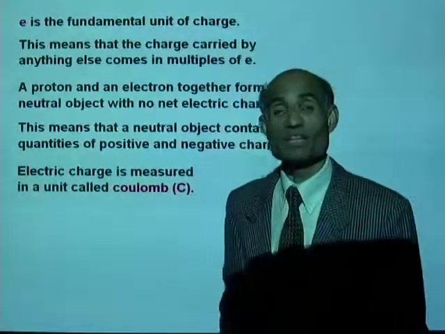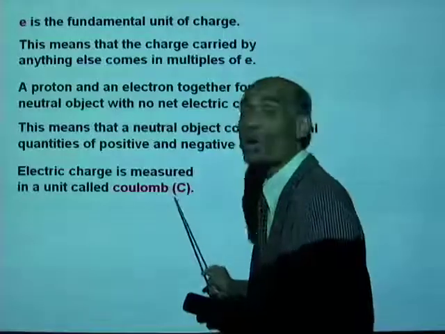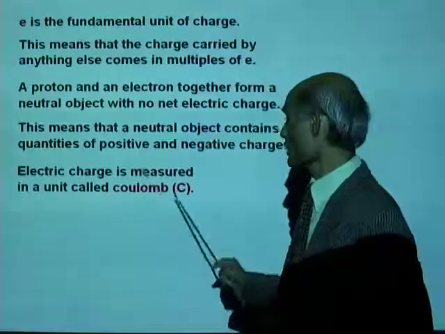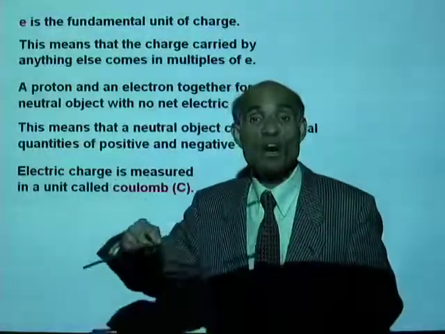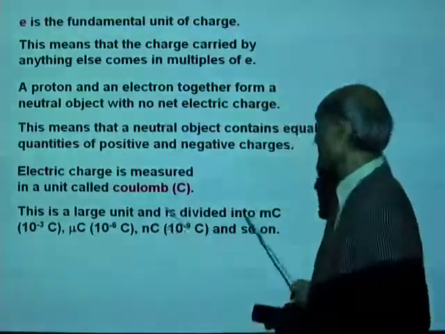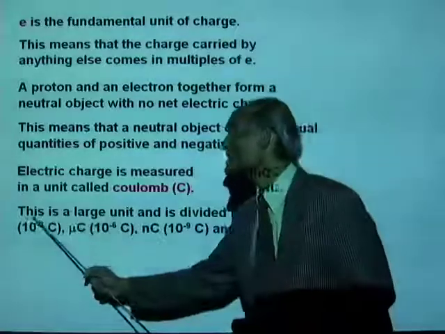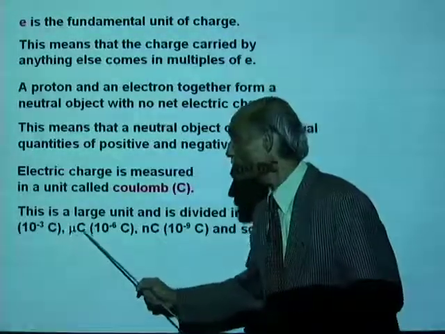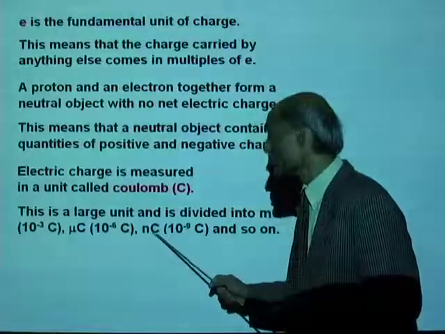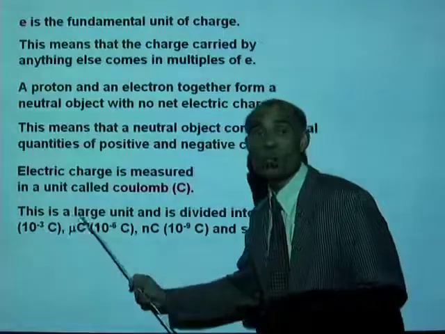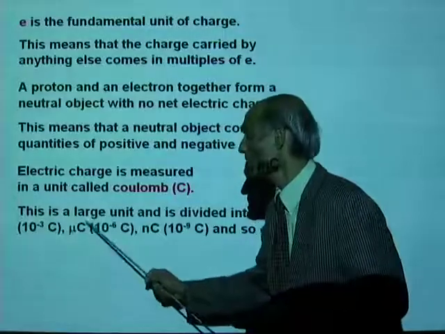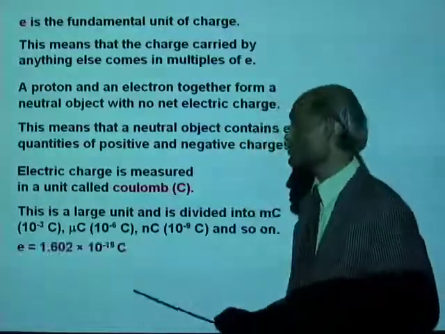Electric charge is measured in a unit called coulomb, and we will be using it profusely as we go on. 1 coulomb is actually a very large unit. So you have smaller units like millicoulomb, which is 1,000th of a coulomb, microcoulomb, which is 1,000,000th of a coulomb, nanocoulomb, and so on. We will be using a lot of these. See how you write microcoulomb, μC, nanocoulomb, and so on.